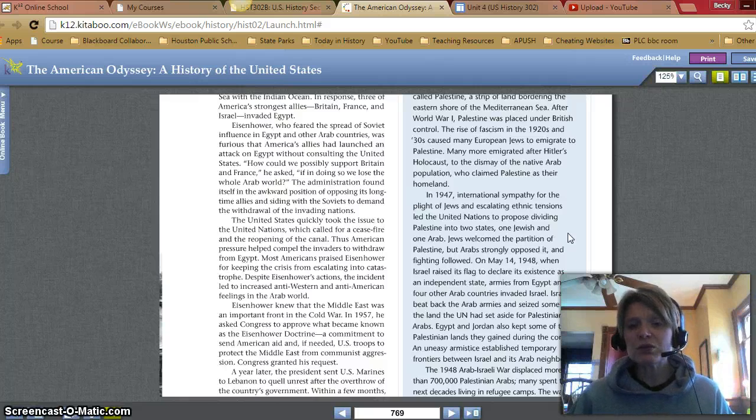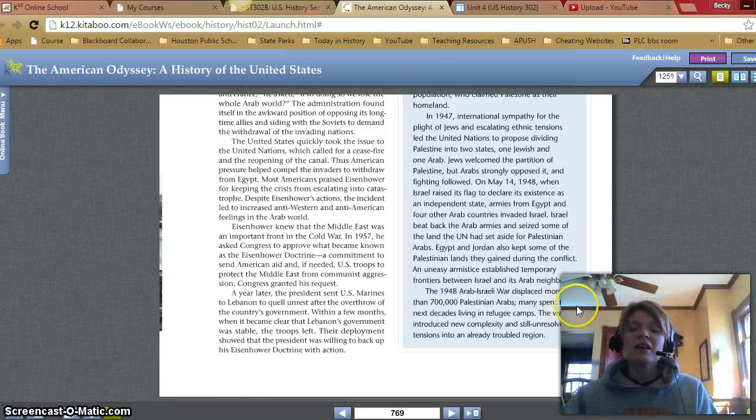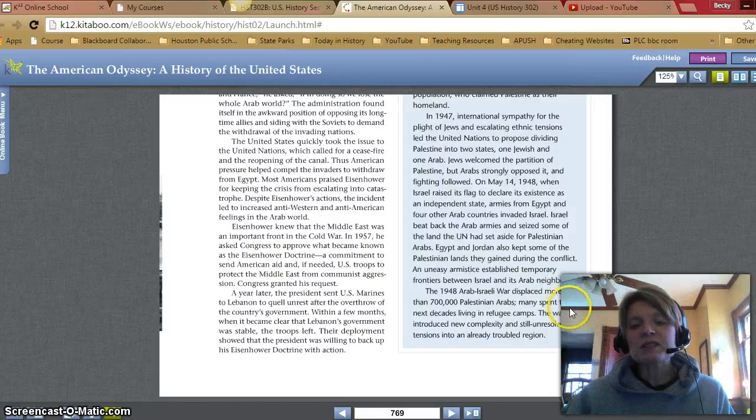On May 14, 1948, when Israel raised its flag to declare its existence as an independent state, armies from Egypt and 4 other Arab countries invaded Israel. Israel beat back the Arab armies and seized some of the land the UN had set aside for Palestinian Arabs. Egypt and Jordan also kept some of the Palestinian lands they gained during the conflict. An uneasy armistice established temporary frontiers between Israel and its Arab neighbors. The 1948 Arab-Israeli War displaced more than 700,000 Palestinian Arabs. Many spent the next decades living in refugee camps. The war introduced new complexity and still unresolved tensions into an already troubled region.